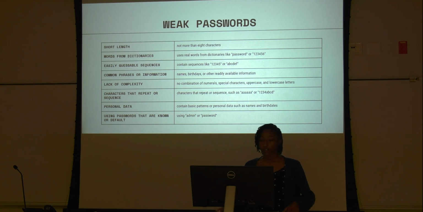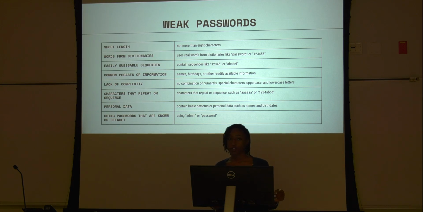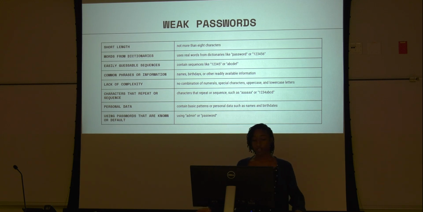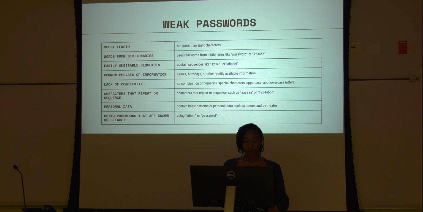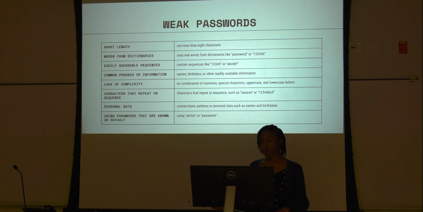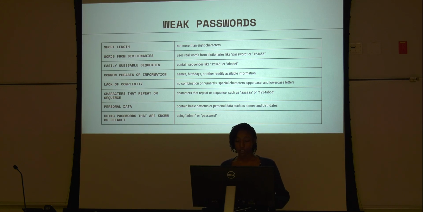If it's easily guessable, like a sequence of the numbers 1 through 5 or the letters A through F, if it's a common phrase or information, like your name or your birthday, something that's readily available that anyone could just find on the internet. If it lacks complexity, so it doesn't have any numbers, special characters, or uppercase letters, then it's pretty weak. If it repeats characters or sequences, such as 0000 or 1, 2, 3, 4, ABCD. If it contains your personal data, such as names and birth dates, that's also weak. Or if you use things that are known by default, again, password or admin.